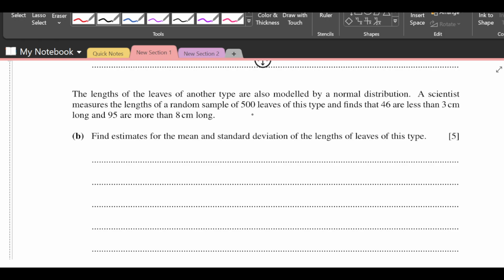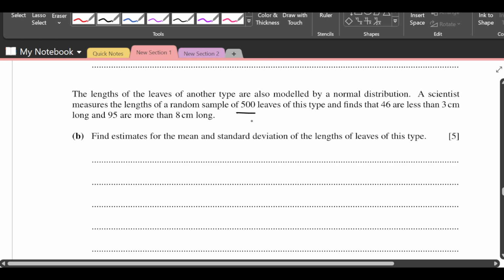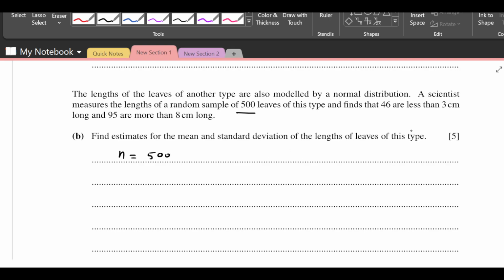So now n is given as 500. We have to estimate the mean and standard deviation. Okay, so what we do here, it's a little tough.